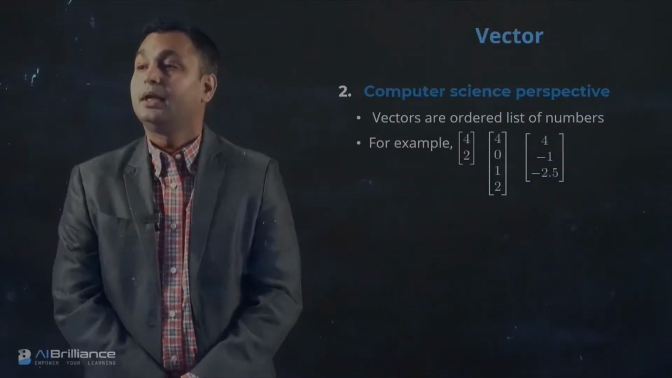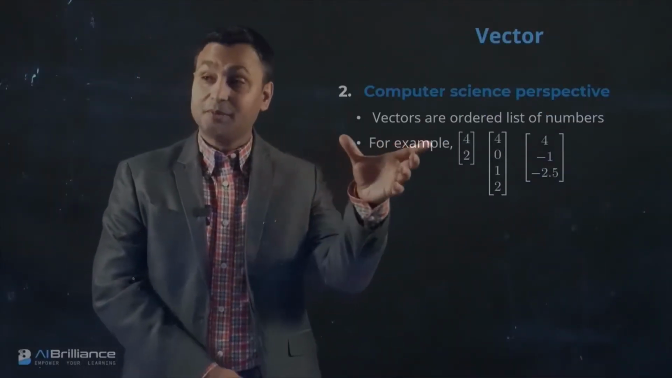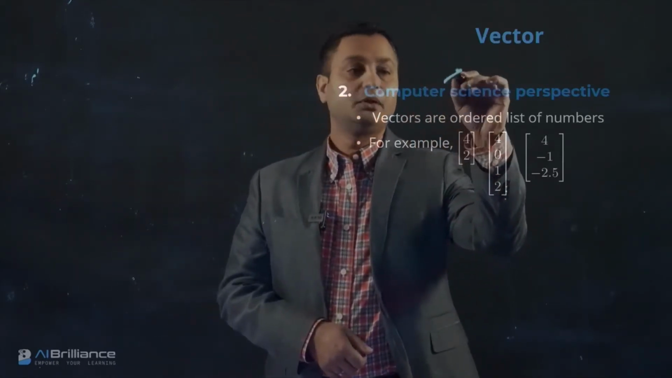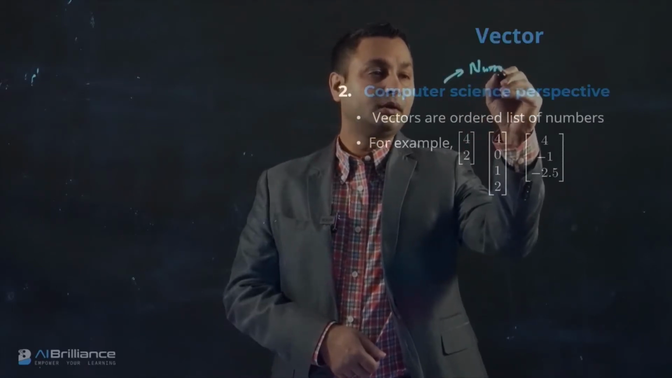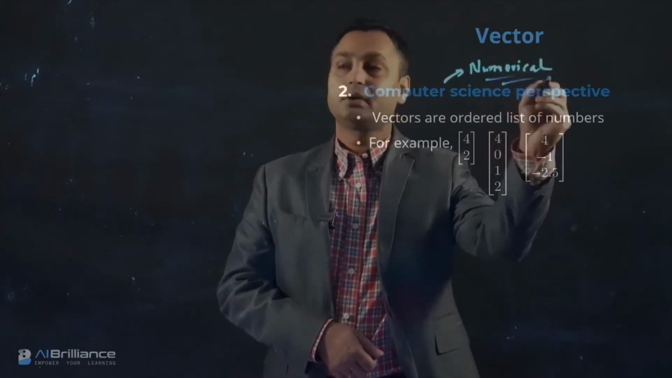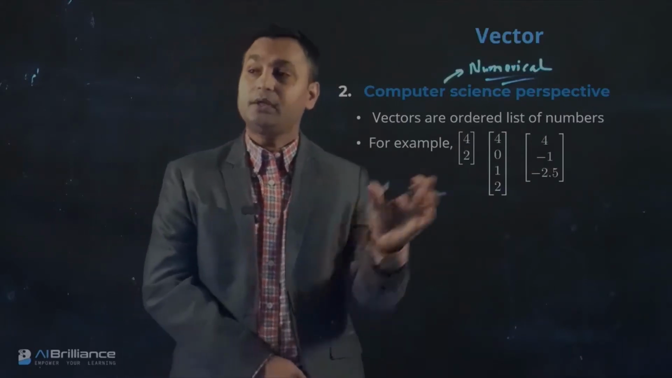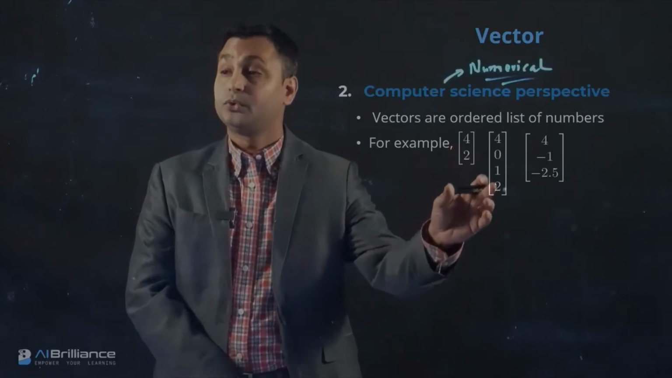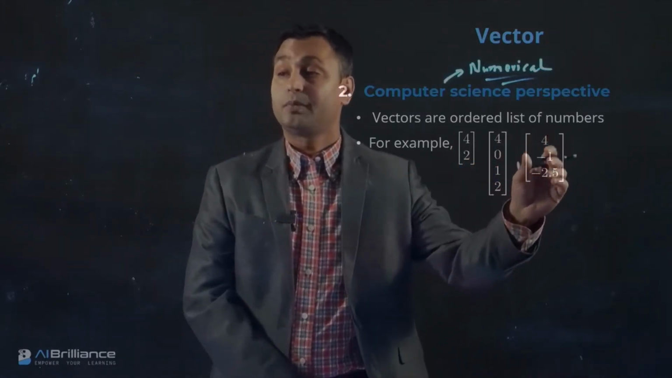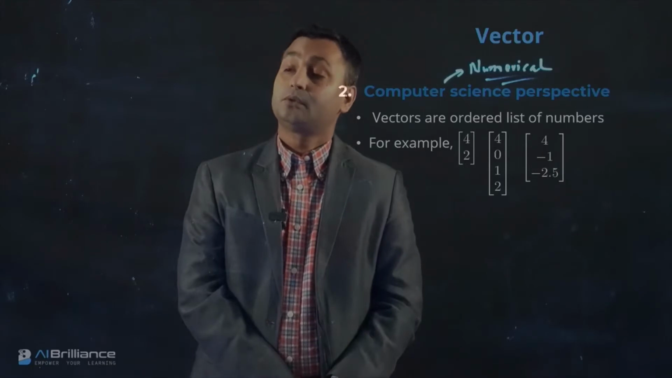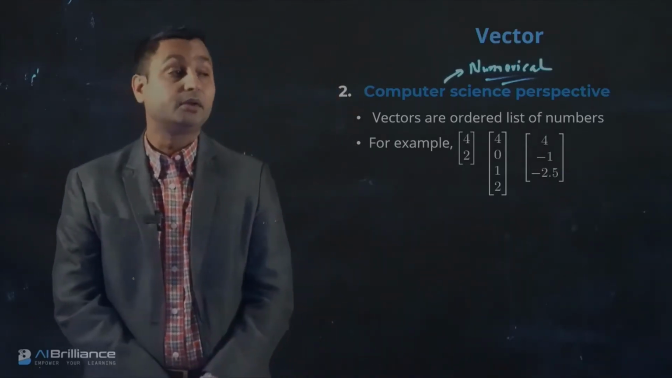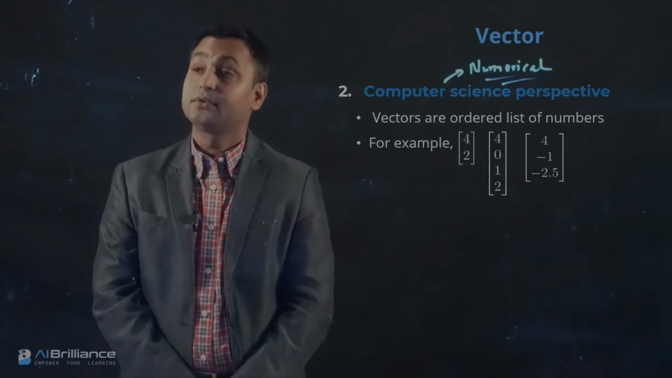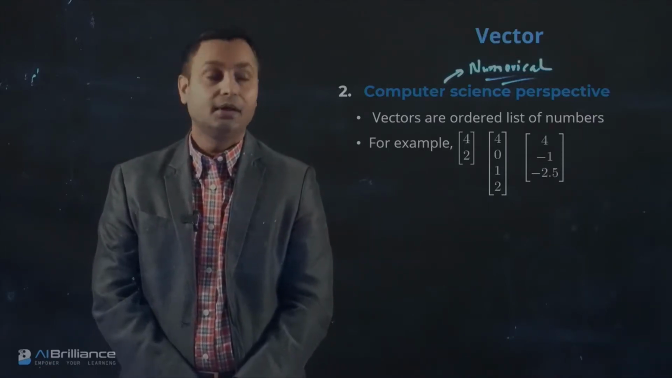So let's move on and go on to the second perspective, which is the numerical perspective, the computer science perspective, or a better way to say it, the one also used a lot in engineering. So this is the numerical perspective of vectors. Vectors are essentially an ordered list of numbers, for example, 4, 2, or 4, 0, 1, or 2, 4, minus 1, 2, minus 2.5, and so on. These are ordered lists of numbers, and they are also termed vectors. So this is the numerical way of representing vectors.